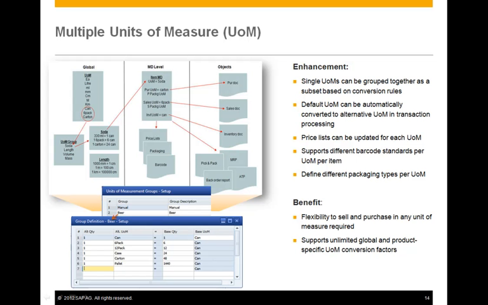To support multiple units of measure, price lists can be updated for each unit of measure, and you can have a different barcode standard per unit of measure per item. You also have the ability to define different packaging types per unit of measure to support the varying sizes. Companies are now able to establish common units of measure used in their businesses, and these multiple units of measure can then be utilized across their master data, inventory, and marketing documents.